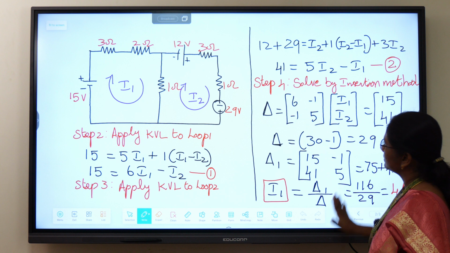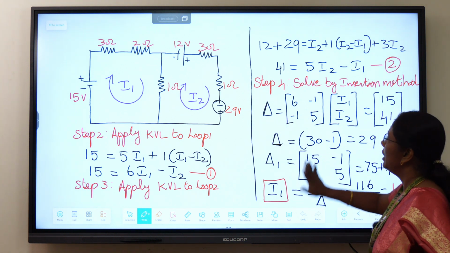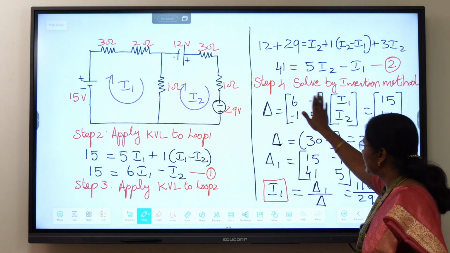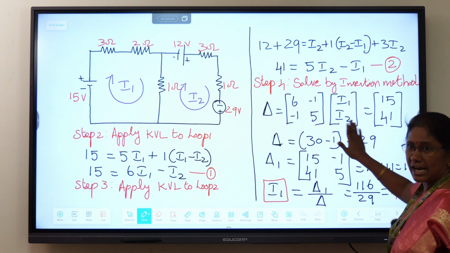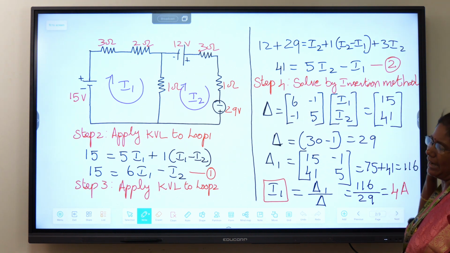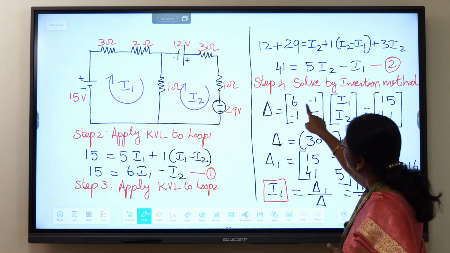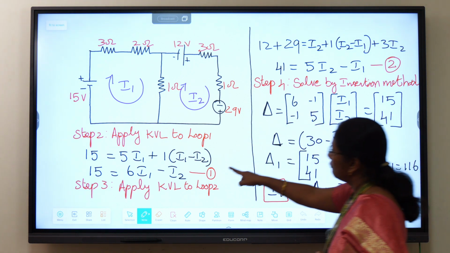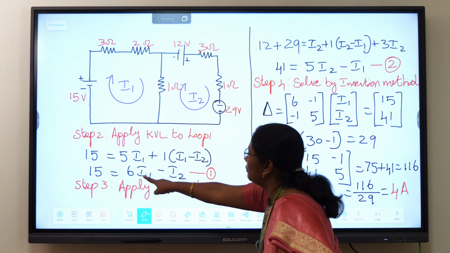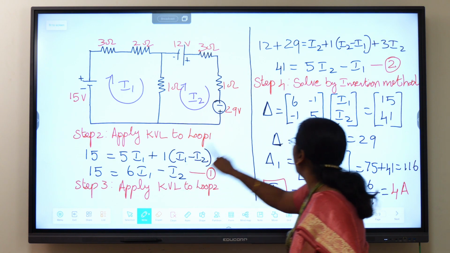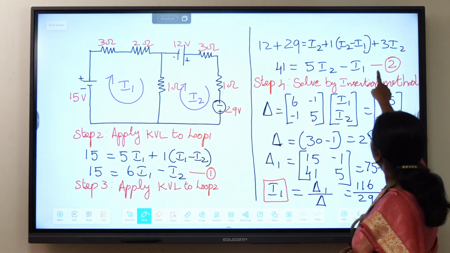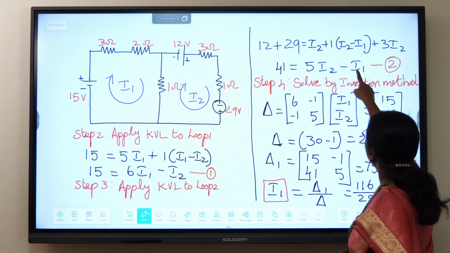This matrix is for finding the del value. Del value is equal to the resistance matrix into the current matrix, which is equal to the voltage matrix. This is the normal KVL method. Here the coefficients are written from the first equation: the coefficients of I1 are 6 and minus 1. Similarly, from the second equation, minus 1 and 5.